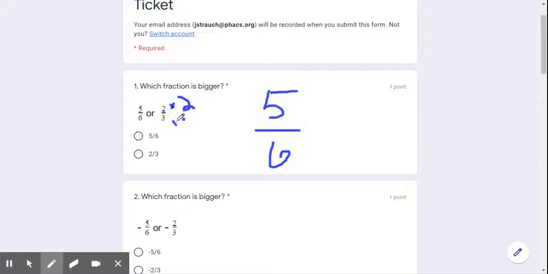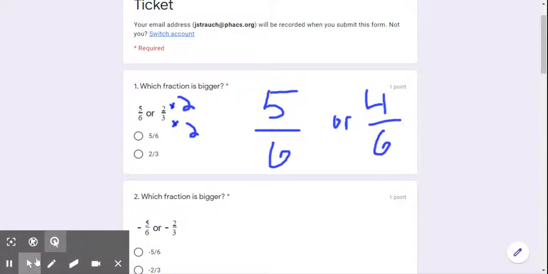And remember, if you multiply the numerator and the denominator by the same thing, then the fraction doesn't change. You get an equivalent fraction. So 2 times 2 is 4, and 3 times 2 is 6. So now we're comparing 5/6 and 4/6, and we can tell that 5/6 is bigger.